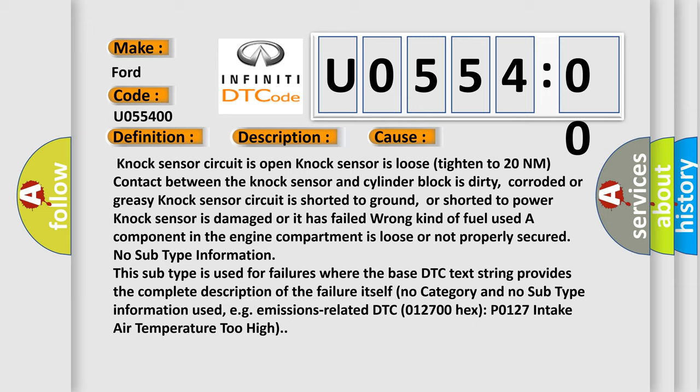No subtype information. This subtype is used for failures where the base DTC text string provides the complete description of the failure itself. No category and no subtype information used, e.g. emissions related. DTC 012700 hex P0127: intake air temperature too high.